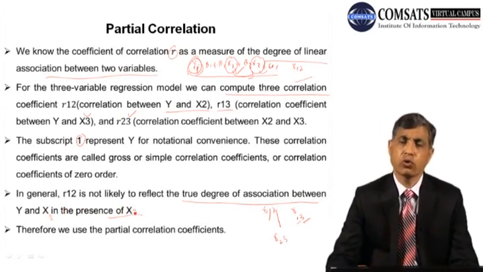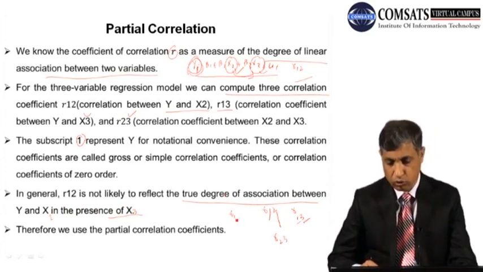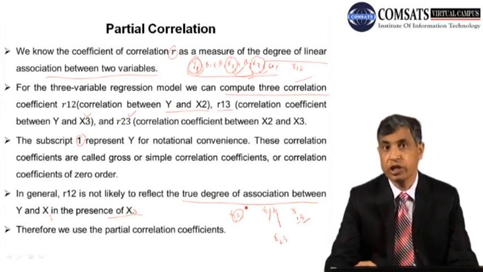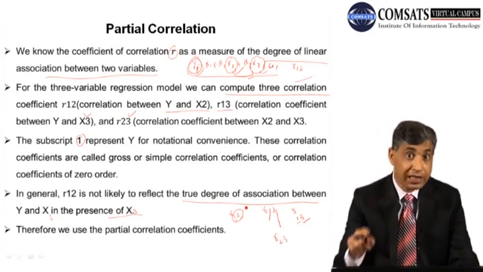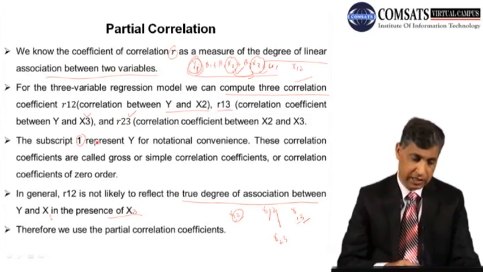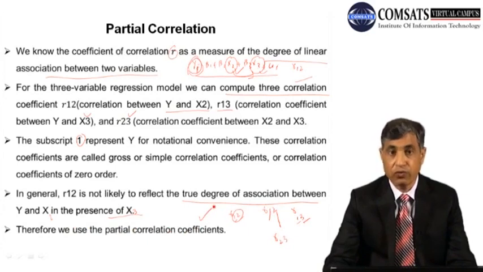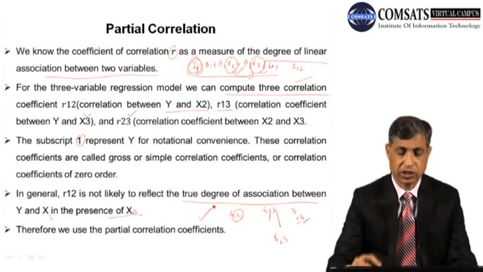We are totally ignoring one variable. When we talk about R12, it is the correlation between y and x2, and it is not the true representative of the association, because x3 is also present. We are ignoring it, but it is present there. Therefore we use the partial correlation coefficient rather than the simple correlation.